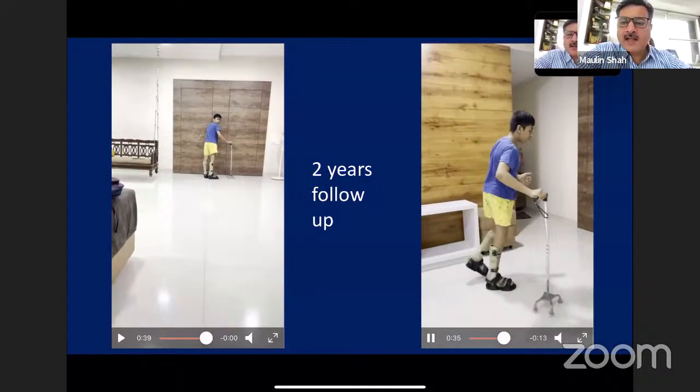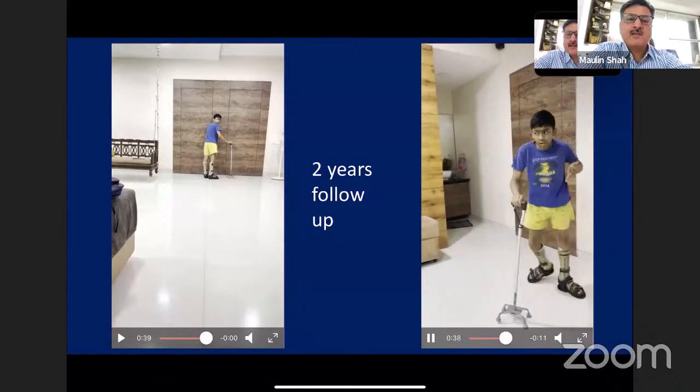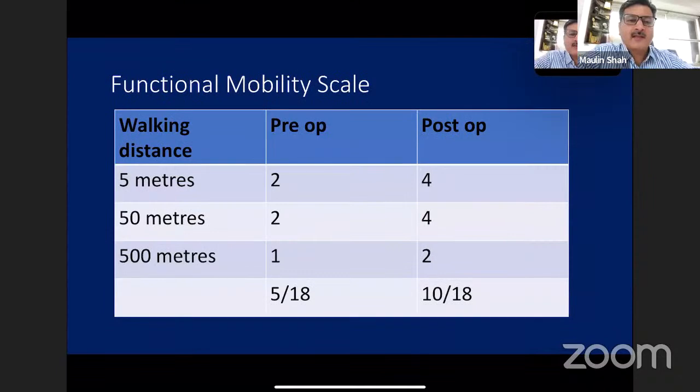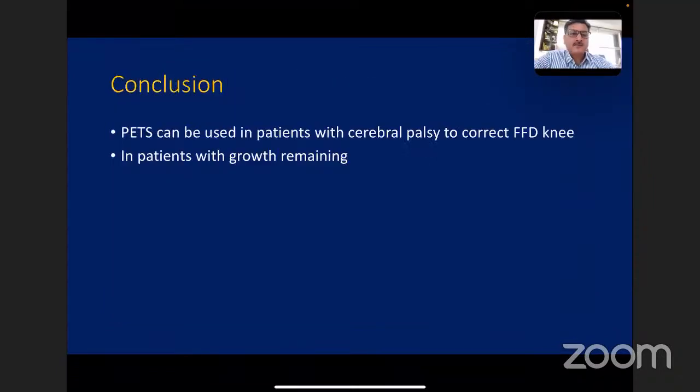So we cannot expect miracles. After single event multilevel surgery, we cannot expect GMFCS to jump. So that's the message. So, concluding slide. PETs can be used in patients with cerebral palsy to correct FFD when they have some growth remaining. And even though the GMFCS does not improve, the functional mobility improves, and the child can do very well when he has to go to school or walk for longer distances.